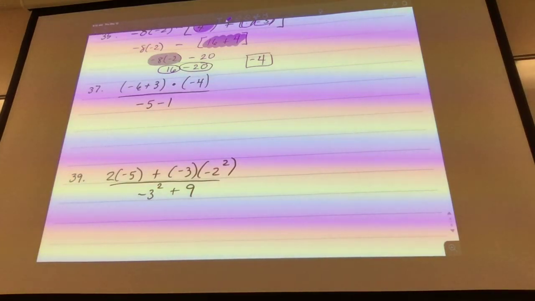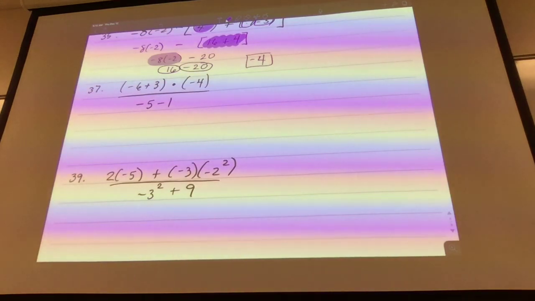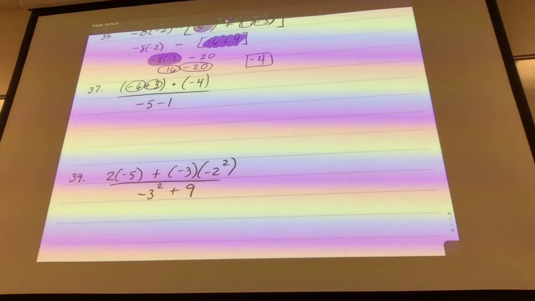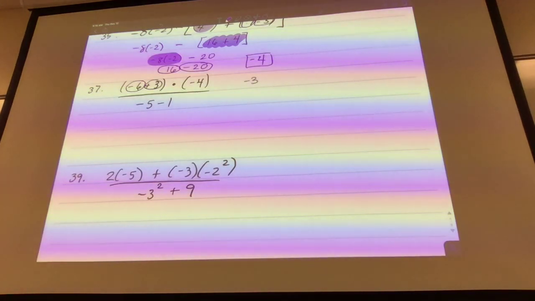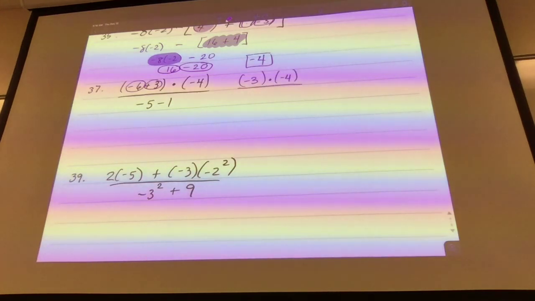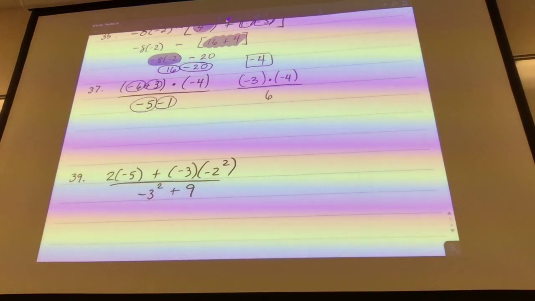So now we have a division problem. We want to simplify everything in the top, simplify everything in the bottom, and then divide. So for this one, you circle the number and the sign in front of it. Different signs, subtract. Use the sign of the larger number when you ignore the sign. Circle the number, the sign in front. Same signs, add and keep the sign.